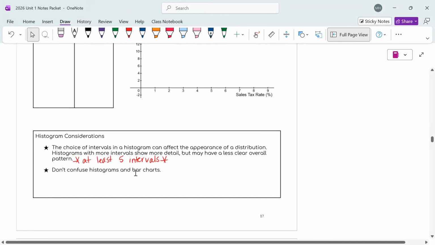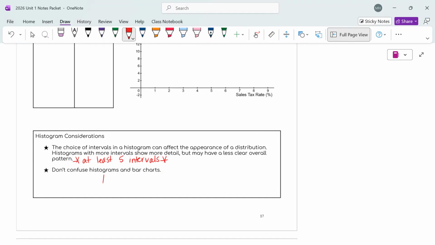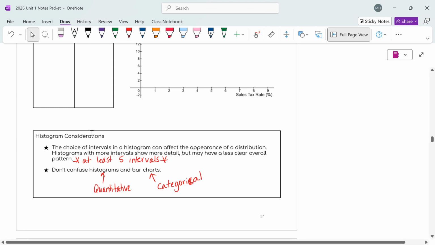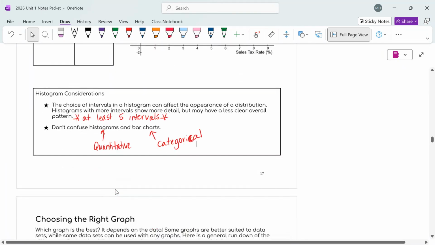Do not confuse histograms with bar charts. Histograms are for quantitative data, and bar charts are for categorical data. For categorical data, we don't have those bars touching. Quantitative data is continuous or discrete. Numbers are continuous, so we need those bars to touch.